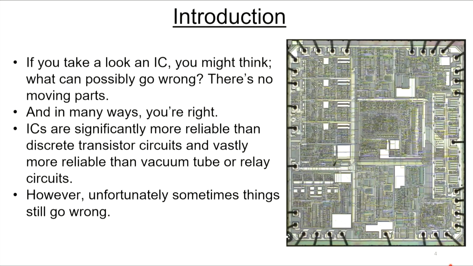Now, if you take a look at an IC, you might think to yourself, what can possibly go wrong? There's no moving parts. And in many ways, you're right. ICs are significantly more reliable than discrete transistors and vastly more reliable than vacuum tubes or relay circuits. However, unfortunately, sometimes things still go wrong.